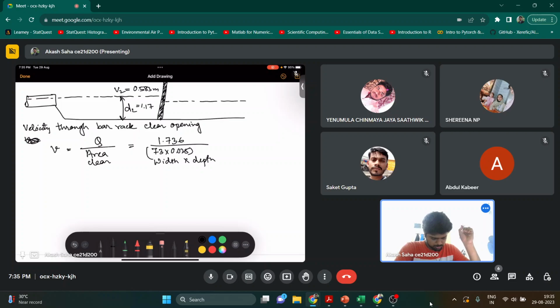And what will be my depth? My depth, I have just found out, will be 1.17. Right? So here my velocity will become 0.813. If you remember, in the starting of the problem we have assumed the velocity through the bar rack to be 0.9 meter per second. But here we are getting it as 0.813, which is almost equal to 0.9. So we will not change anything. So our actual velocity of flow through the opening of the bar rack will be 0.813 meter per second.